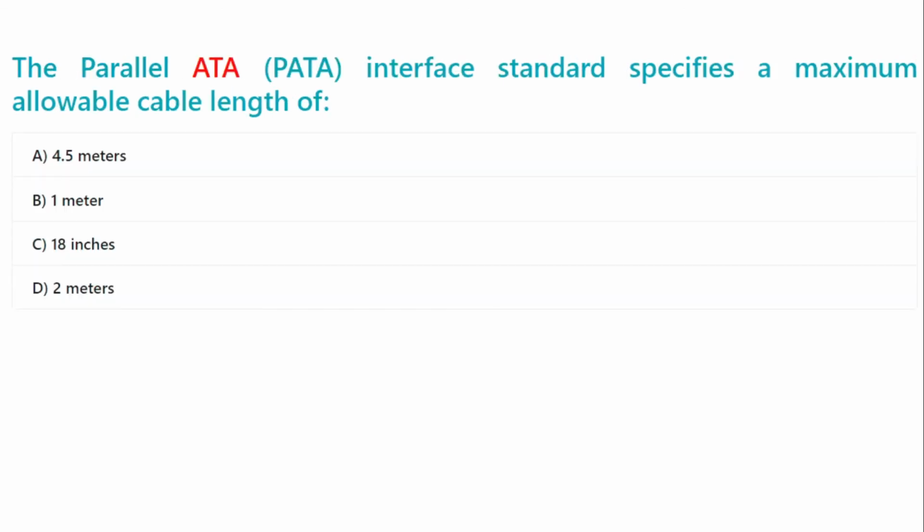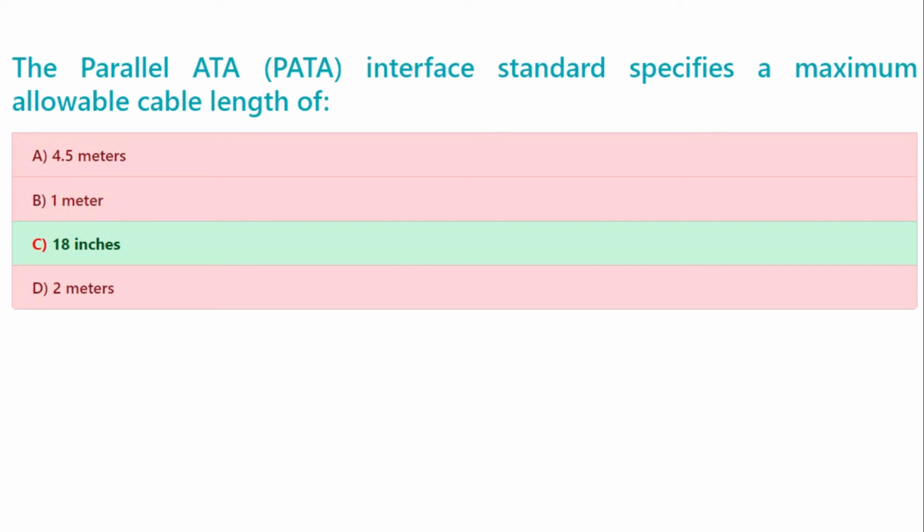The parallel ATA, PATA, interface standard specifies a maximum allowable cable length of A. 4.5 meters. B. 1 meter. C. 18 inches. D. 2 meters. The correct answer is C. 18 inches.